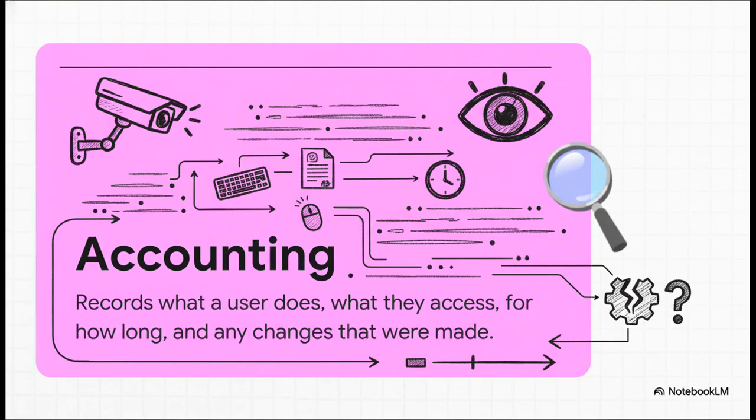And that brings us to our final pillar, accounting. This one asks, what did you do? Think of this as the network's security camera system. It is always watching, always logging. It records every command that was typed, every resource that was accessed, and exactly how long a user was connected. If something breaks, the accounting logs are the first place you look to get the whole story. Who did what and when.